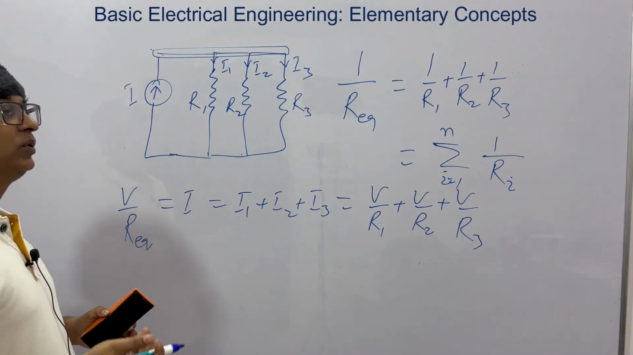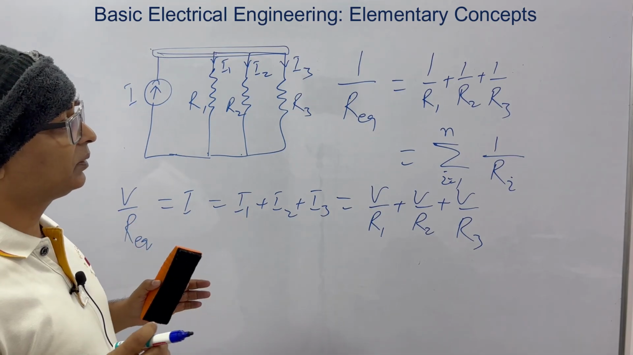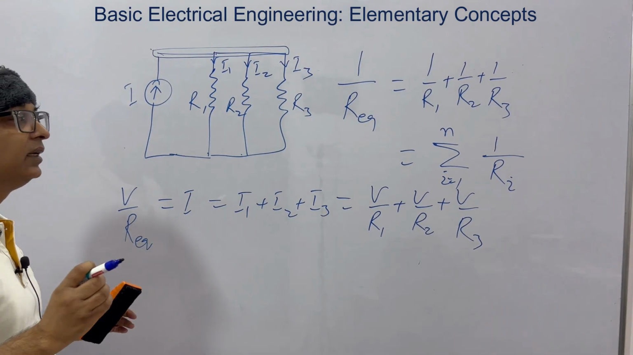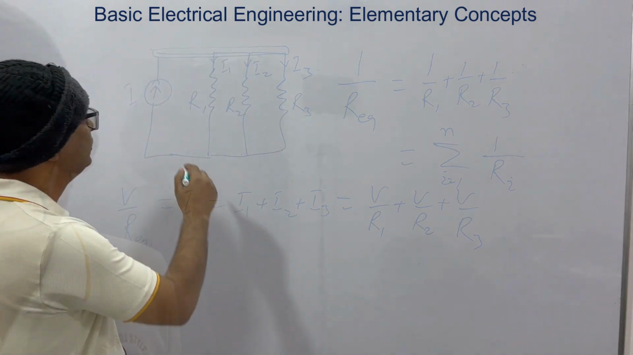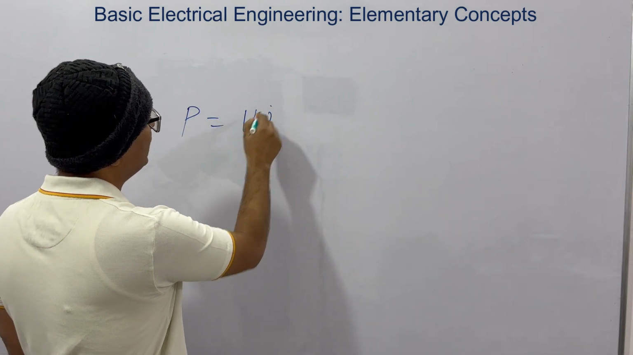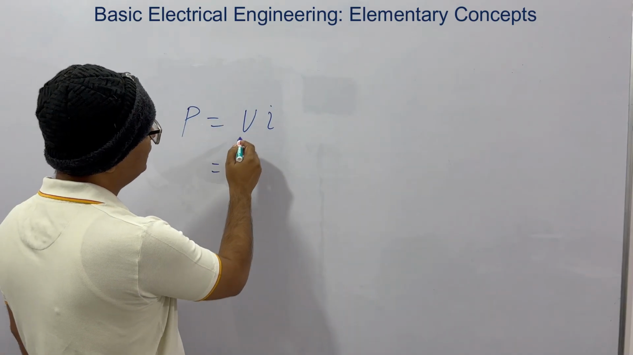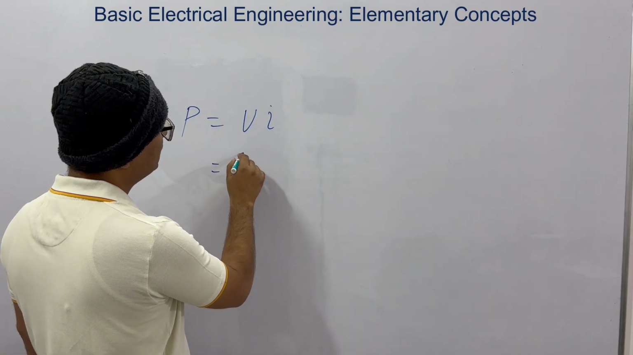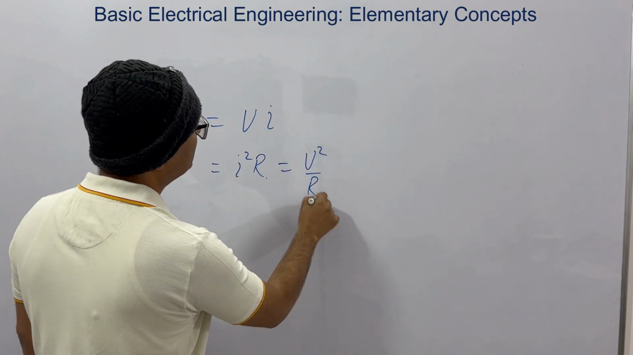The same approach we will be using for capacitors and inductors. First of all, let's see how capacitors and inductors behave when current passes through them. One more thing, power. Power is equal to V into I, voltage into I, or we have seen V is equal to IR, so this is I square R, or you can write V square by R.